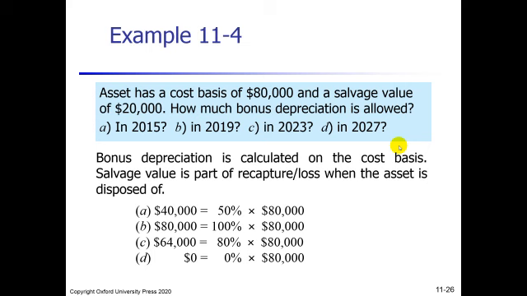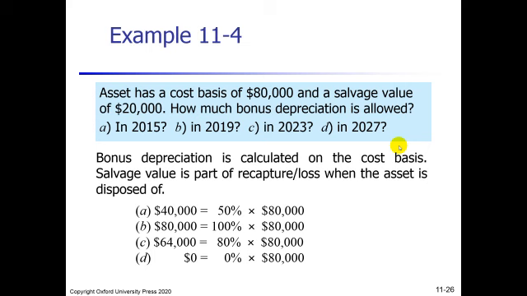In 2019, that was during the period after the Tax Cuts and Jobs Act, a great time where we're getting 100% bonus depreciation, so we get to take off all $80,000. And by 2023, that's the beginning of the sunset period on that bonus depreciation. That's when it goes back down to 80%. So 80% of $80,000 is $64,000 in bonus depreciation.